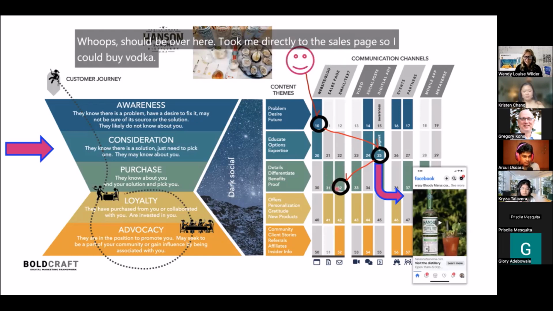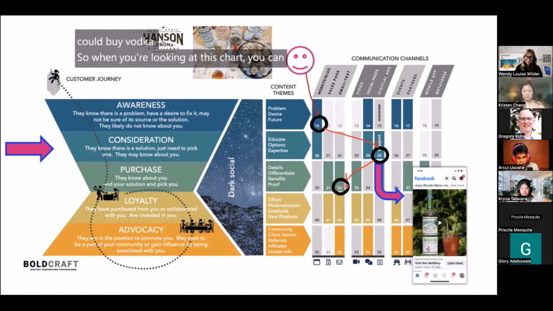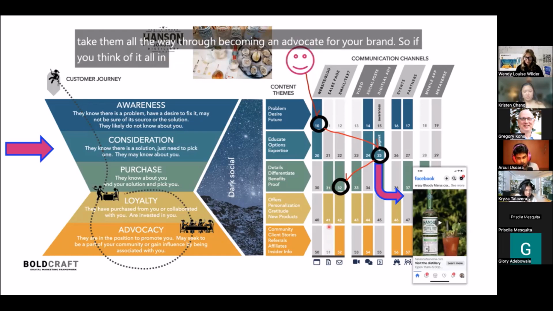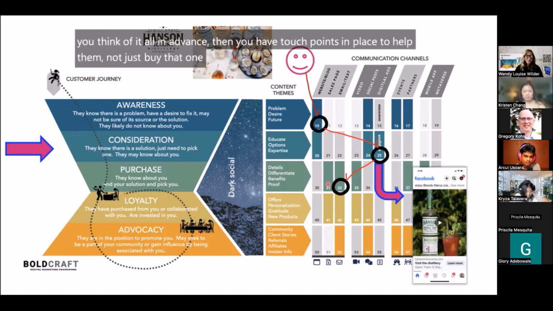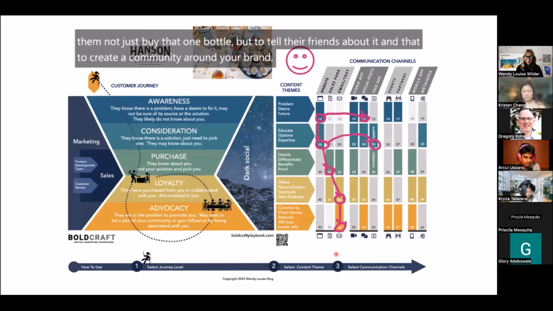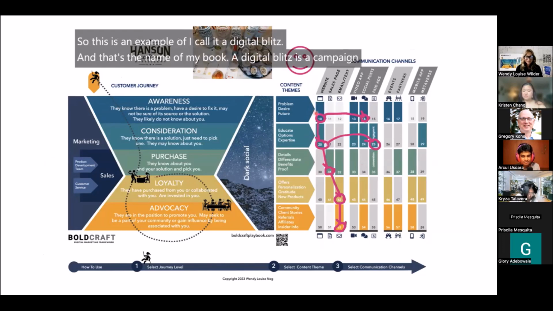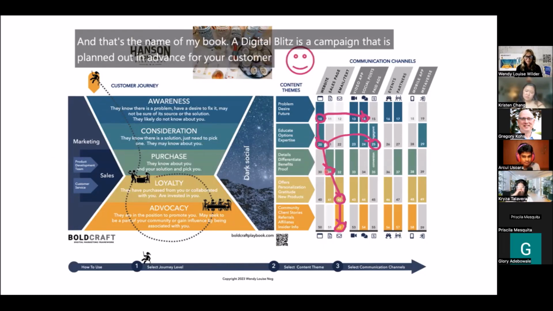So when you're looking at this chart, you can mark it up to determine what the path should be for your customer. And ideally, you take them all the way through becoming an advocate for your brand. So if you think of it all in advance, then you have touch points in place to help them not just buy that one bottle, but to tell their friends about it and then to create a community around your brand. So this is an example of what I call a digital blitz, and that's the name of my book. A digital blitz is a campaign that is planned out in advance for your customer through all 5 levels.